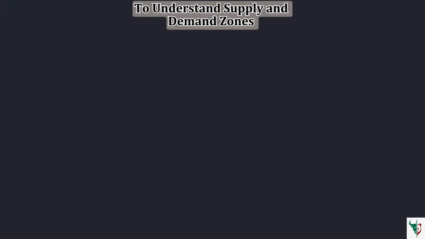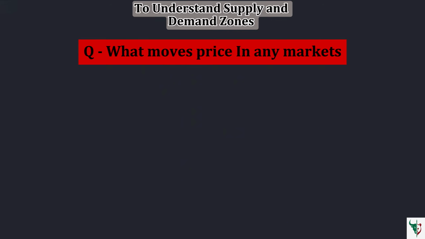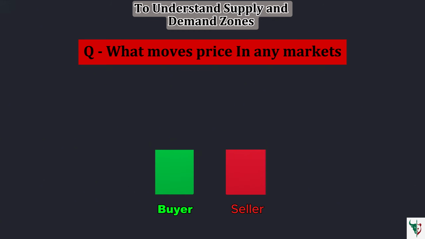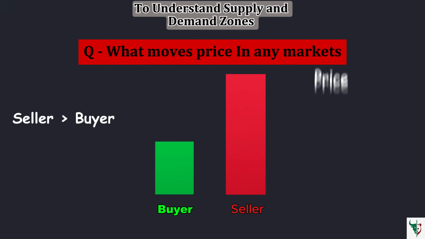To understand supply and demand zones, we need to start with the most basic question. What moves price in any market? The answer is simple: an imbalance between buyers and sellers. When there are more buyers than sellers, price goes up. When there are more sellers than buyers, price goes down. But here's where it gets interesting. Price doesn't move because of random traders like you and me.